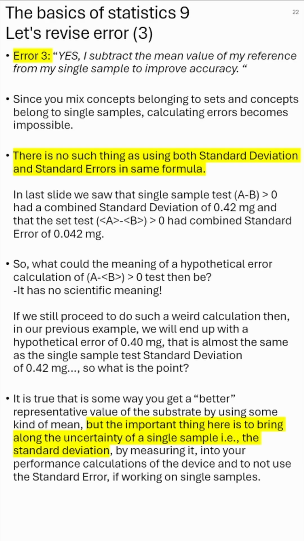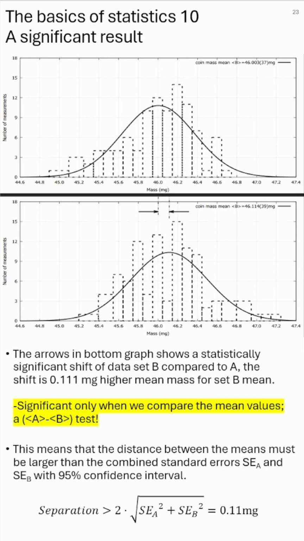So it is true in some way that you get a better representative value of the substrate by using some kind of mean. But in this context, the important thing is to bring along the uncertainty of single samples, that means the standard deviation, by measuring it into your performance calculations of the device, and to not use standard errors if you're working on single samples.